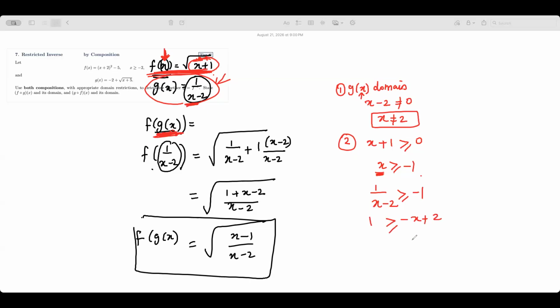Yeah, and then you just solve for x. It's a little messy, right? So x can't be equal to 2 and x is greater than or equal to 1. So how do you write that? x is greater than or equal to 1 and x can't be equal to 2. Miss Priya, I'm kind of confused. You said it can't be equal to minus 1, right?